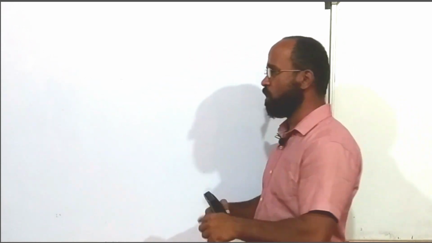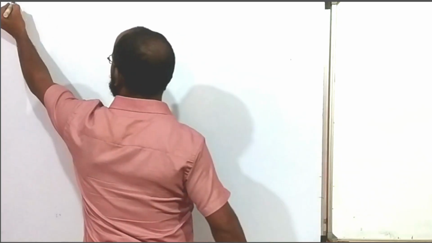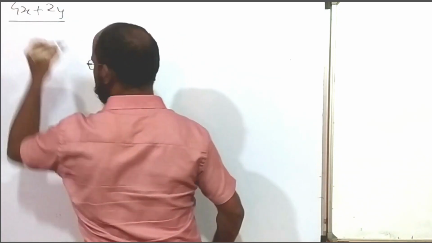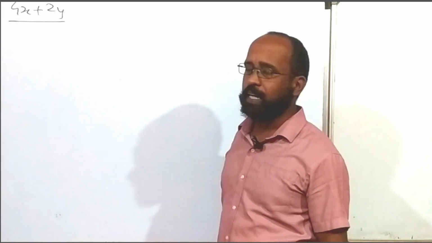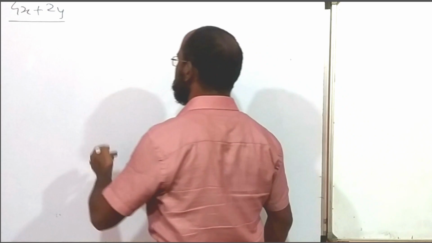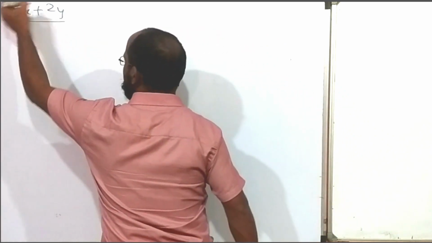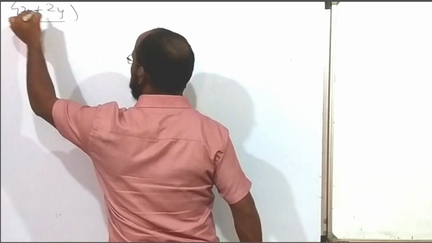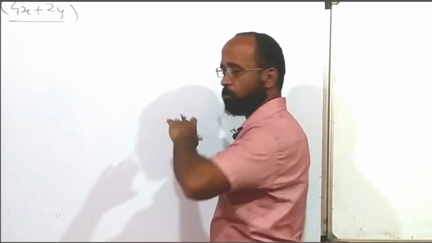Suppose the example is 4x plus 2y. This is the first expression. We have to add it with 2x plus 3y. Now how to distinguish between two expressions? What we have to do? We have to enclose them within brackets. So this is the first expression.